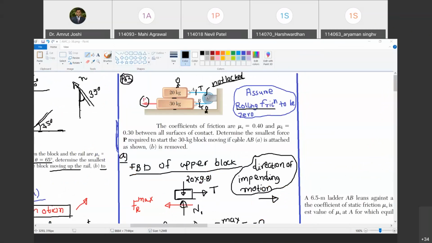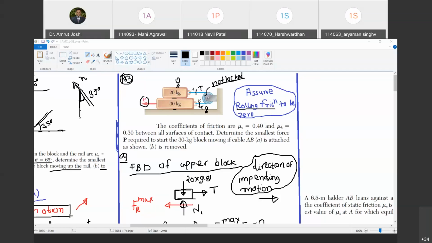Yes, sir. And now let us look at the second part. What if this string is removed? So this tension is going to be absent. Do you agree with me? Yes, sir. And there is one more thing. As the block of 30 kg starts moving towards left, there is nothing to pull 20 kg towards right. Earlier, as the block of 30 kg starts moving towards left, as the length of string is constant, block 20 kg is bound to move towards right. Are you with me? Yes, sir.